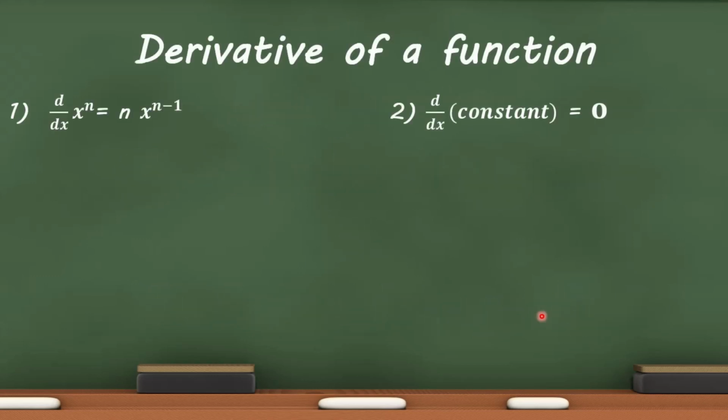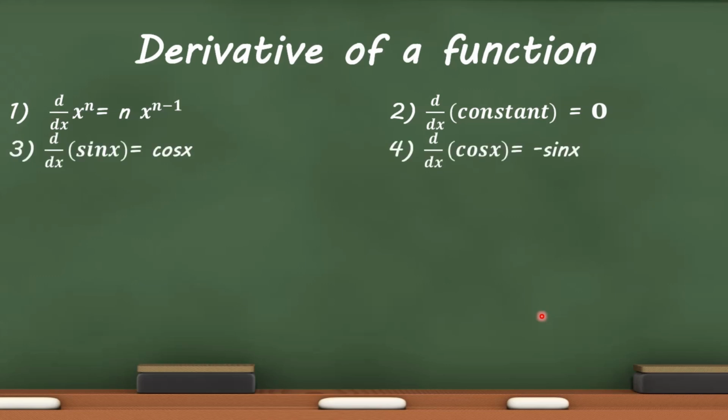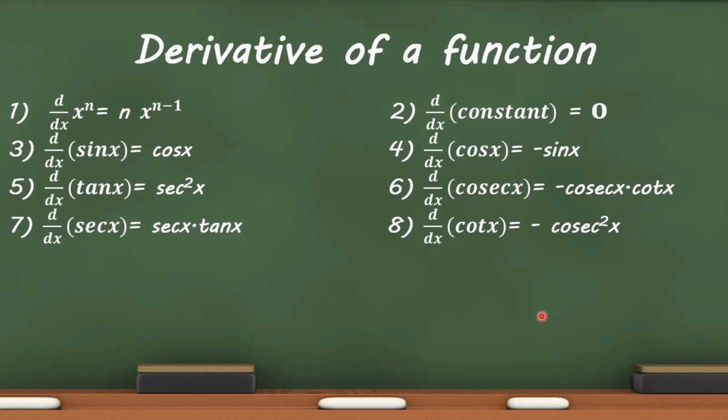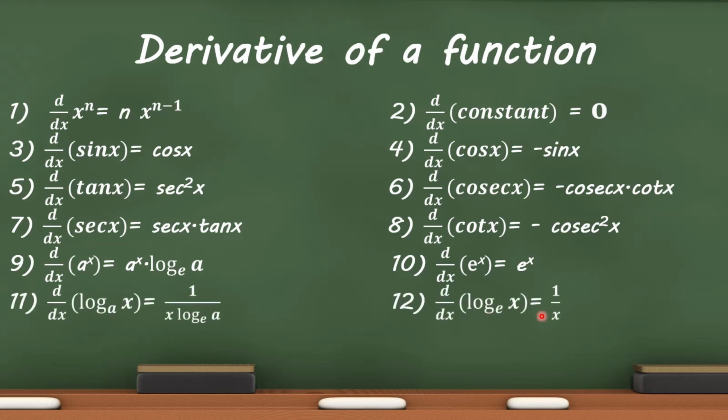Derivative of a function we already covered in the previous video, but again as a revision, just remember or repair it. Differentiation of x power n is n into x power n minus 1. Differentiation of a constant is 0. In this pattern, here I have written 12 identities which are important for differentiation.